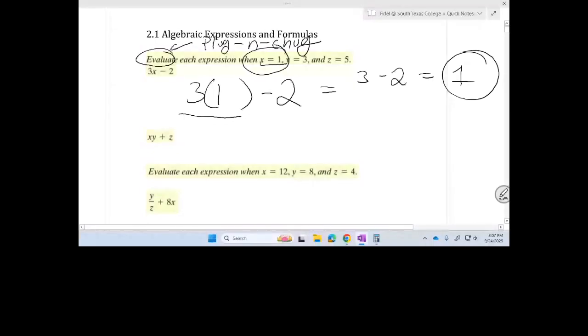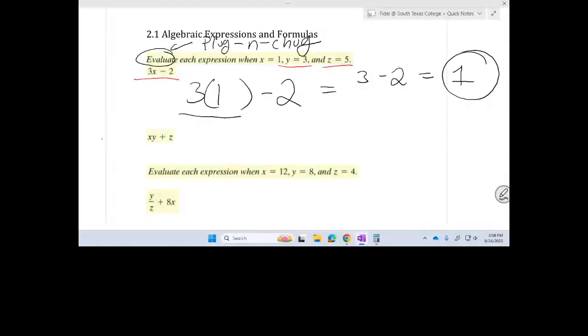In all these problems, they're going to give us an expression and values for those letters, and we're going to plug them in and then just do the math that comes behind it. Sometimes people ask me, hey, Omar, in that first problem, 3x minus 2, you plugged in x equal to 1. Why didn't you do anything with the y and the z? Because this problem didn't have any y's and z's, so I didn't have to worry about it.